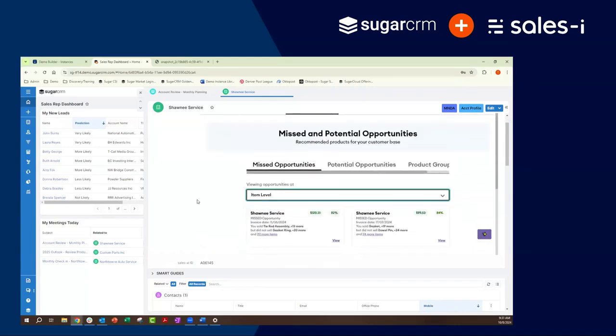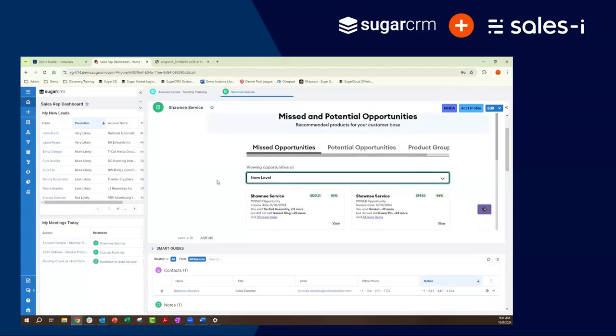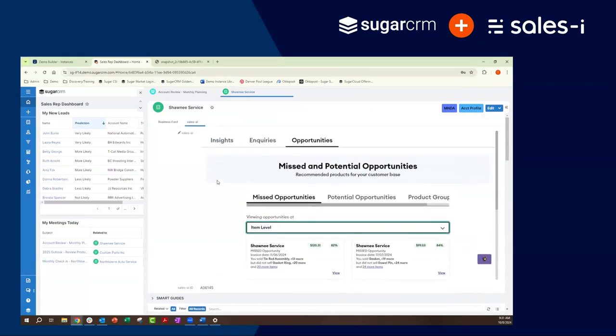I can even look at item level. So I can see we sold tie rod assemblies, and 82% of the time, we usually sell gasket rings with that. But on this invoice, we didn't, and we missed out on $120 of revenue. So a very easy way for me as a sales rep to get those insights. And while I'm preparing for my meeting, again, some more talking points I can bring up with my customer when I meet with them in the next few hours.